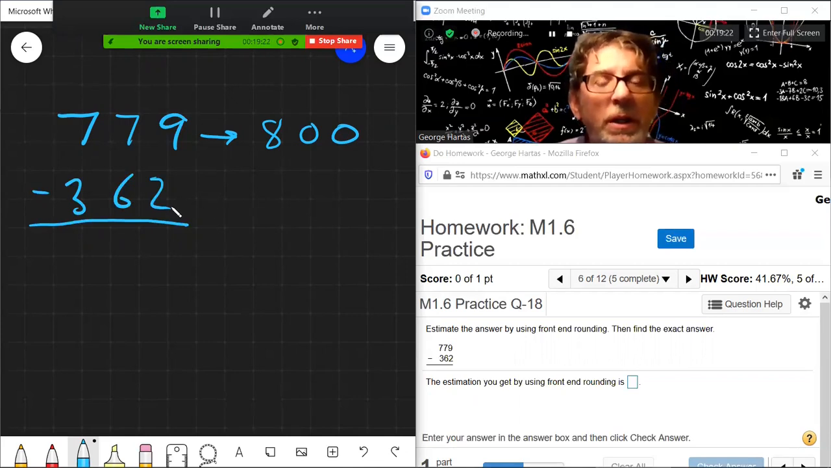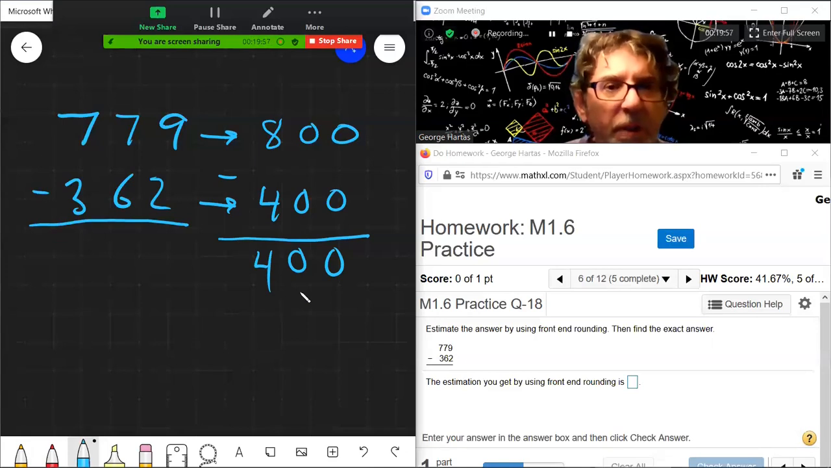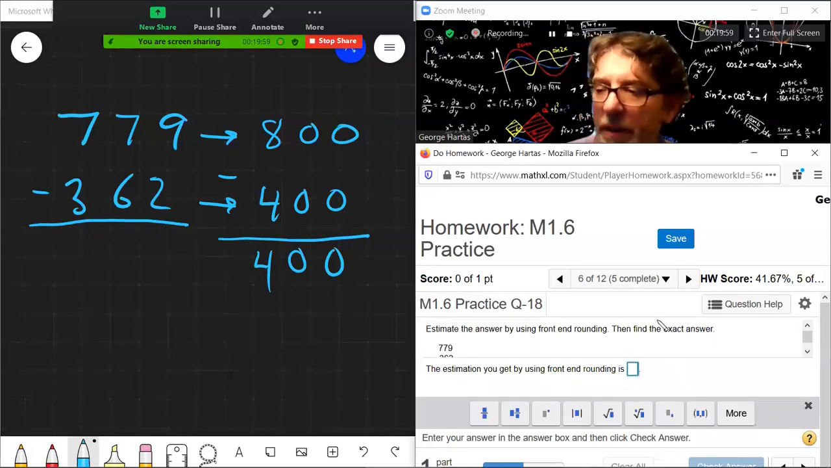Front-end rounding just simply identifies the place value digit that you're going to round to. So here the front-end rounding is going to take us to the 3. Then we look at the digit to the right. It's 6, which means we've got to add 1 to the 3. So the 3 becomes a 4. So the bottom number becomes 400. And here we're subtracting, so again, be careful with the operation. Well, 800 minus 400 is 400. Okay, let's put that in there.